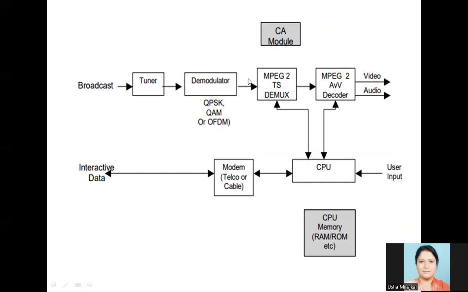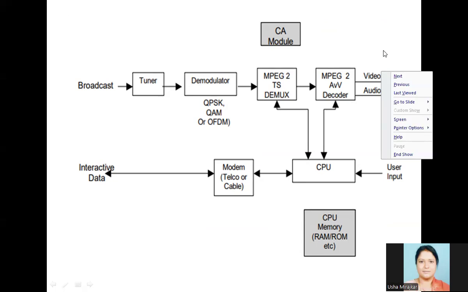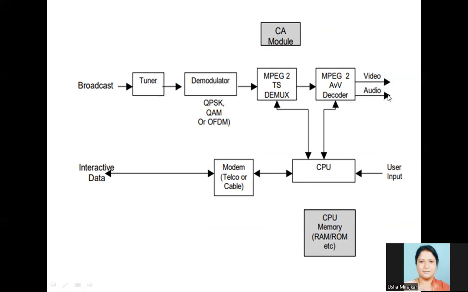Now, the demodulated signal is applied to the MPEG-2 demux and decoder. First, the signal is demultiplexed, because all the signals are mixed. Those are separated, and after the separation they are decoded, because before sending they were encoded. Therefore, we need to decode the signal here. Thus we get the video output and the audio output.